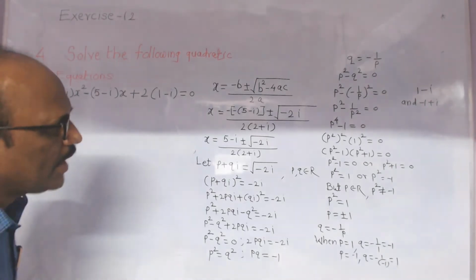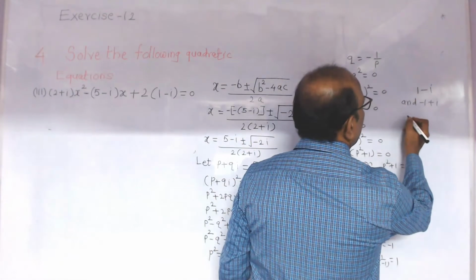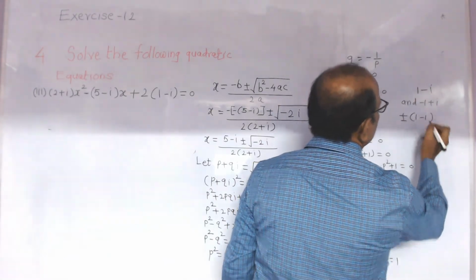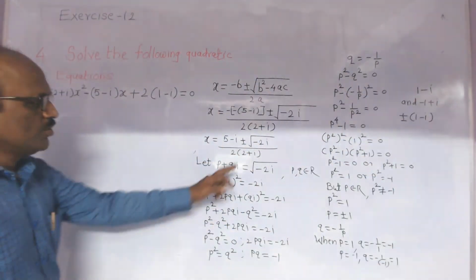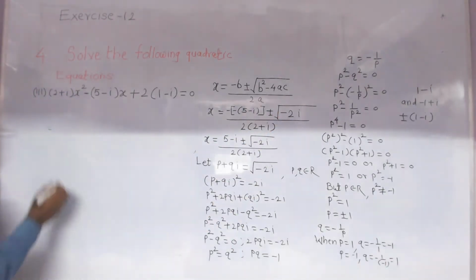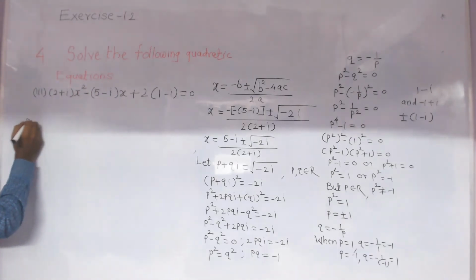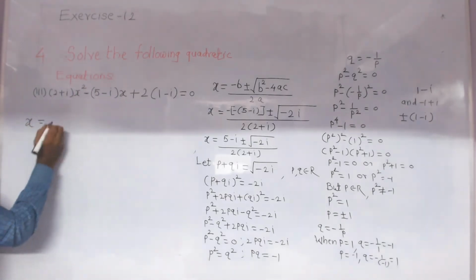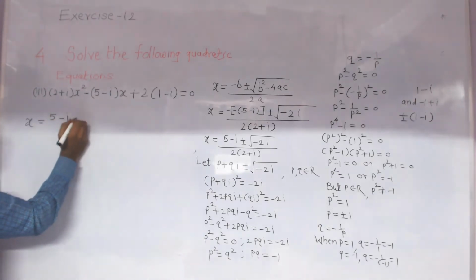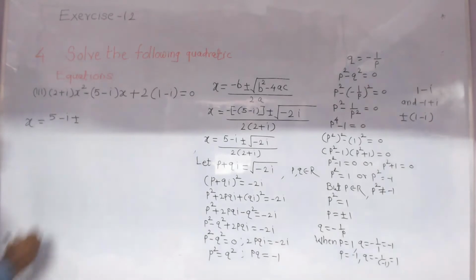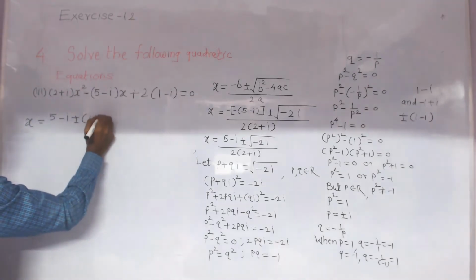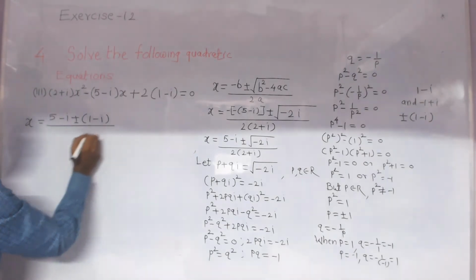And in the compact form, this root can be written as plus or minus (1 minus i). Okay, the square root of minus 2i is plus or minus (1 minus i). Therefore, here x is equal to (5 minus i) plus or minus (1 minus i) upon 2(2 plus i).